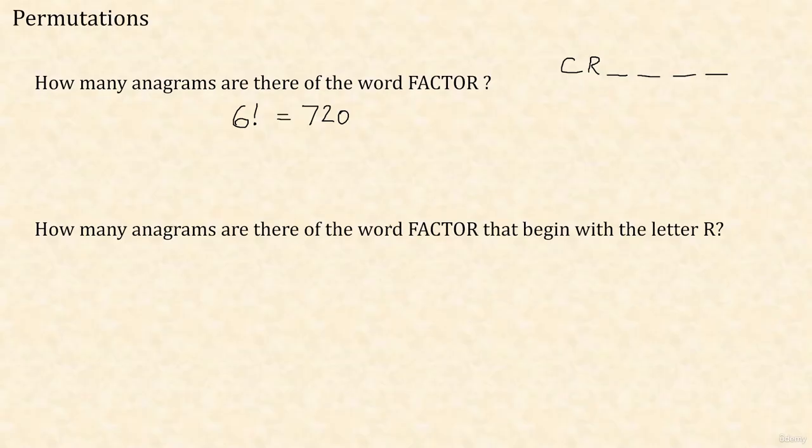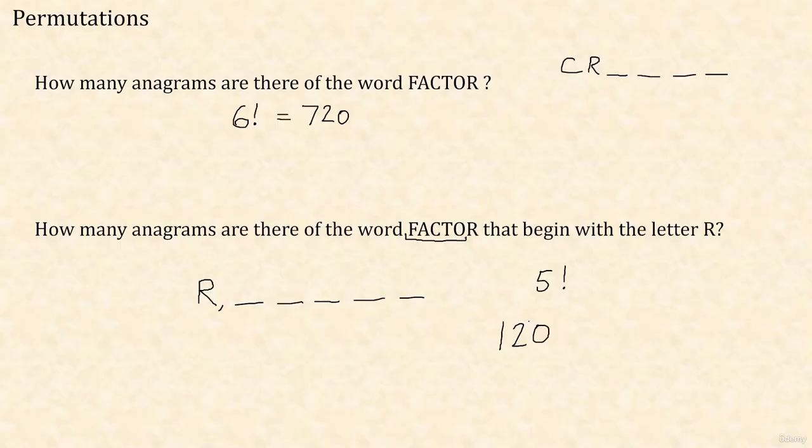How many anagrams are there of the word factor that begin with the letter R? So if we add that restriction in, if we pull out our R, well, what's remaining? We've got 1, 2, 3, 4, 5 options left. So the question really now is, how many different ways are there to arrange the 5 letters in the first 5 letters of factor? So there are 5 different options, so it's 5 factorial. And so we have 120 different anagrams of factor that begin with the letter R.